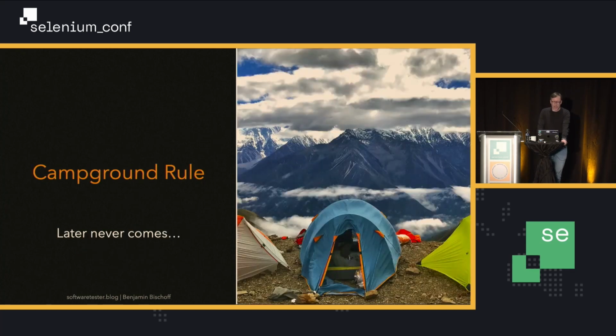Also, there's the campground rule that says leave the campground cleaner than you found it. Whenever you find things in code that you're reviewing, it doesn't hurt to point it out. I mean, you don't have to say that is crap. You can be polite, but it doesn't hurt to talk about that, because later never comes. Oftentimes I see pull requests saying, it works, I will make it pretty later. That will never happen. So do it now.